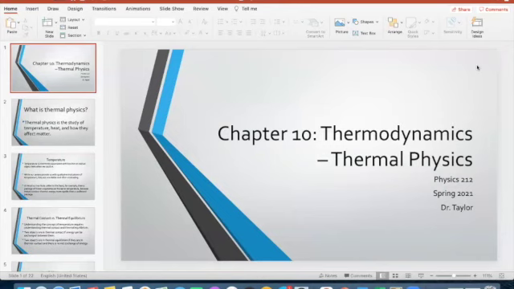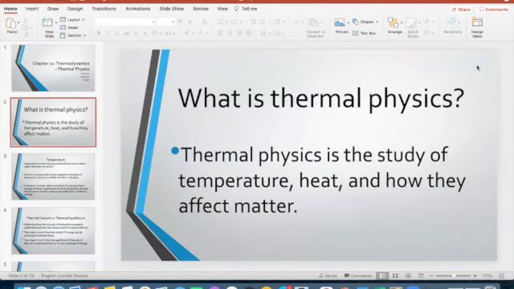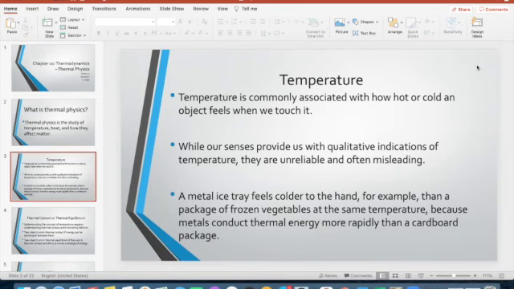All right, so chapter 10 is on thermodynamics. So this is going to be the thermophysics part of the book. Thermophysics is the study of temperature, heat, and how they affect matter. All right, so temperature is how hot or cold something feels when we touch it, right?